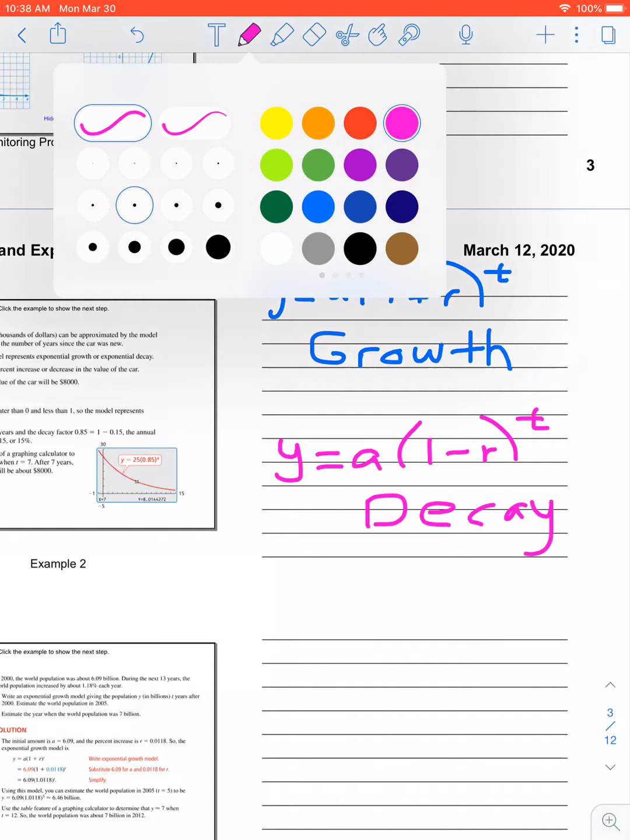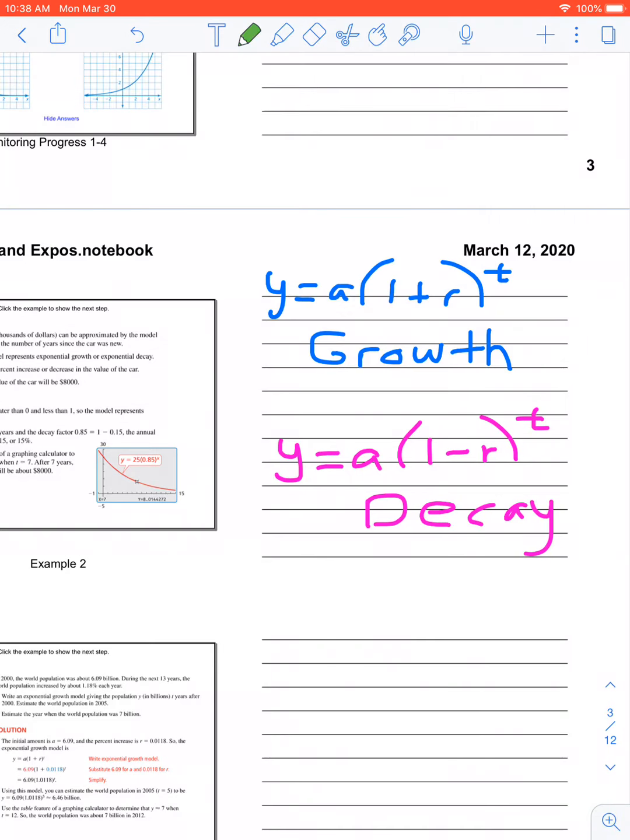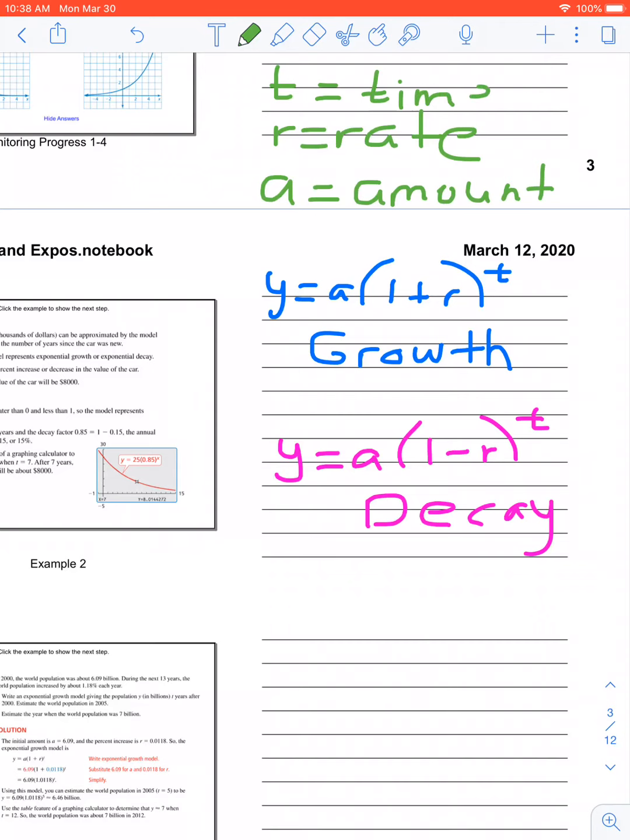R is going to be your rate. So R equals your rate. A is the amount you're starting with, so it's your starting amount. And T is going to be the time. Let's put down here, with amount, let's do starting, because your Y is going to be the amount at the current time that you're looking for.